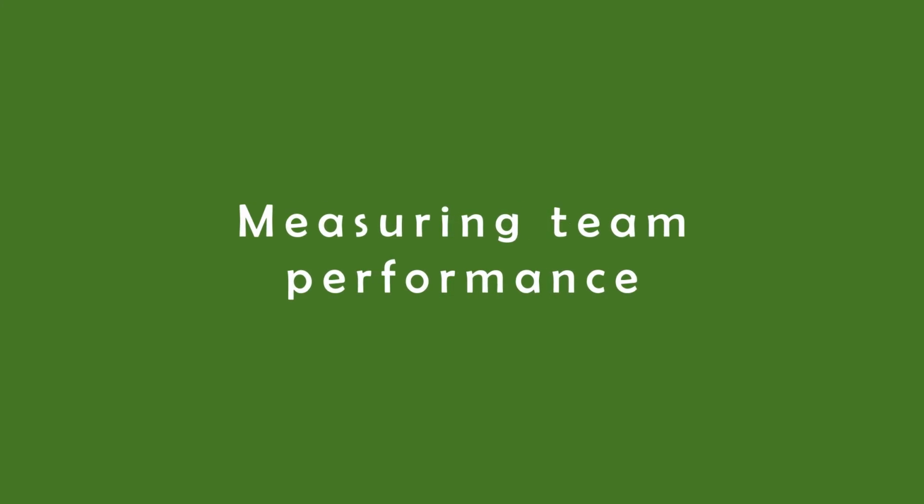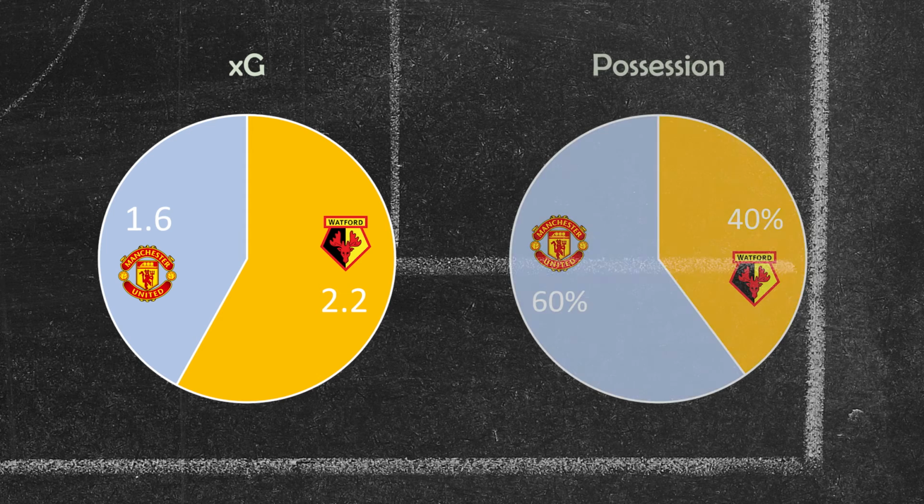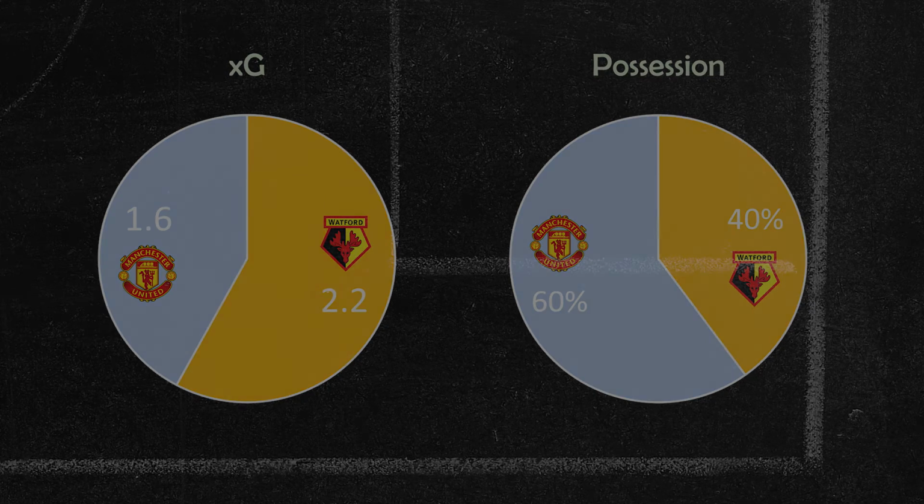Before we look at the specifics of the match and how that unfolded, we're going to be taking a look at the overall team performance. We're going to start here by looking at expected goals and possession. Watford created better quality chances, which is what the 2.2 means in relation to the 1.6. They had less of the ball, but that didn't matter because they were much more efficient with the ball.